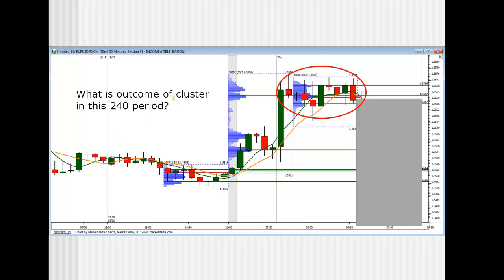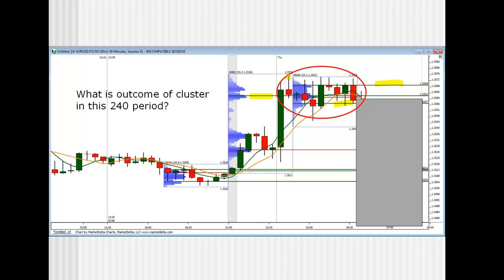Now, what is the outcome of the cluster of this 240 period? We just did look at it, and you did see the outcome, but I want to show you how you can really predict the outcome given the knowledge that you have now. So first and foremost, let's identify the value area high from the preceding session, and let's take a look at the value area high of this actual session, which is the next 240, and here is my value area low for that same session.